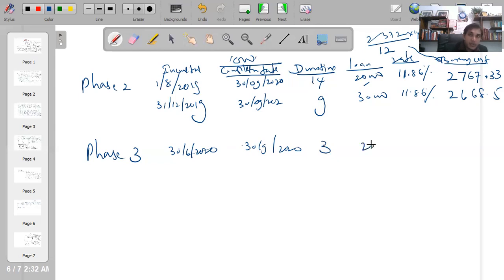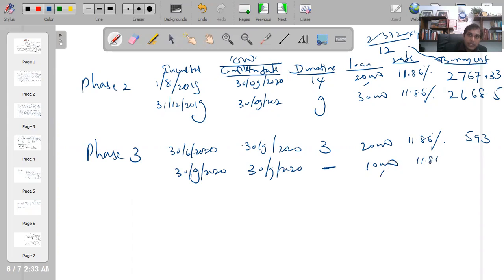Loan amount is 20,000 at 11.86. 20,000 into 11.86 divided by 12 multiplied by 3 gives 593. Very simple. Then the last one, they have paid on 30th September 2020. End date they also have 30th September 2020. So no months. Here the paid amount is 10,000 at 11.86, but since there is no such duration, we'll put a dash here.